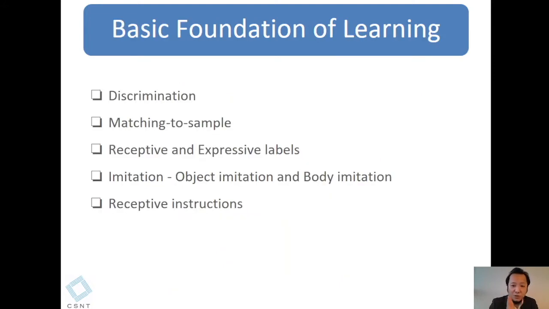And the basic foundation of learning, we're looking at discrimination, having someone understanding consequence, understanding right from wrong. And then we have matching the sample. So, for example, someone understanding visual similarity. Receptive and expressive labels will include understanding what the names of things are. They may identify by retrieving an object or even saying what the object's name is. Imitation, object imitation, and body imitation would cover for someone to learn how to copy what they see. And then receptive instruction would just be following verbal instructions.